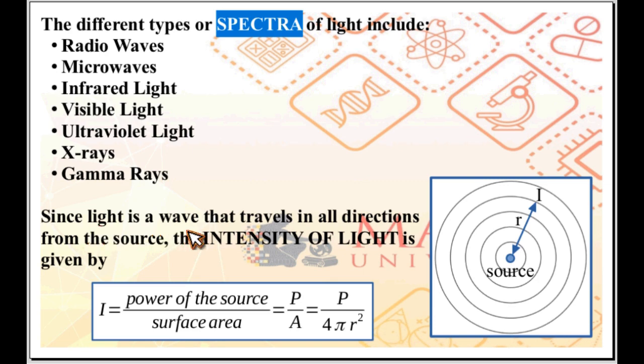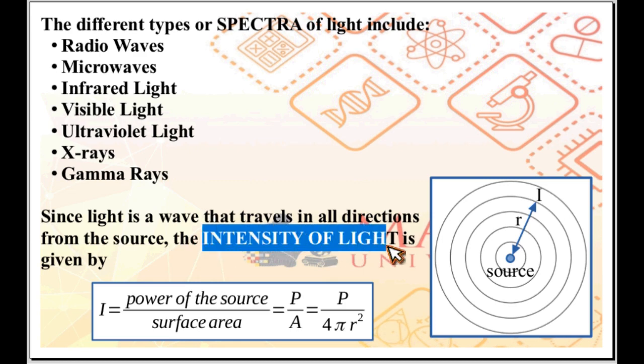Since light is a wave that travels in all directions from the source, the intensity of light is given by I equal to power of the source. Say you have a source, say a light bulb. You turn on the light bulb. Light will travel away from the light bulb in all directions. Think of it in terms of 3 dimensions, not only in terms of the plane of the screen. Light is also traveling into the screen and out of the screen. You can think of the concentric circles as concentric spheres.